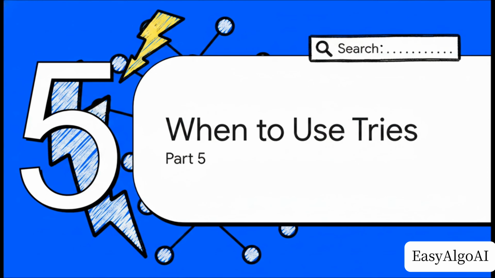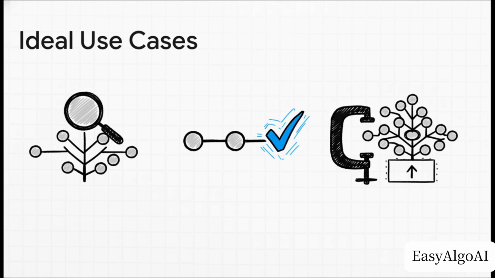Let's wrap things up with part 5, when to use tries. There are 3 primary real-world scenarios where this data structure absolutely shines. First, efficient prefix searches. If an engineering problem asks you to find all strings sharing a common prefix, a trie is going to be your best friend. Second, fast word validation. Think of spell checkers. If you need to quickly verify if a word exists within a massive set, a trie is perfect for that. And third, optimizing data storage. By reducing redundancy through those shared prefixes we talked about, tries let you store massive vocabularies without chewing up all your memory.